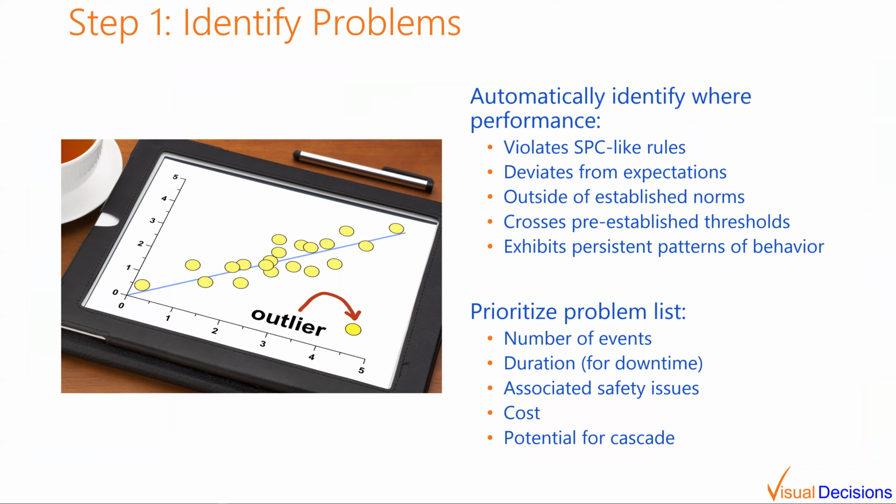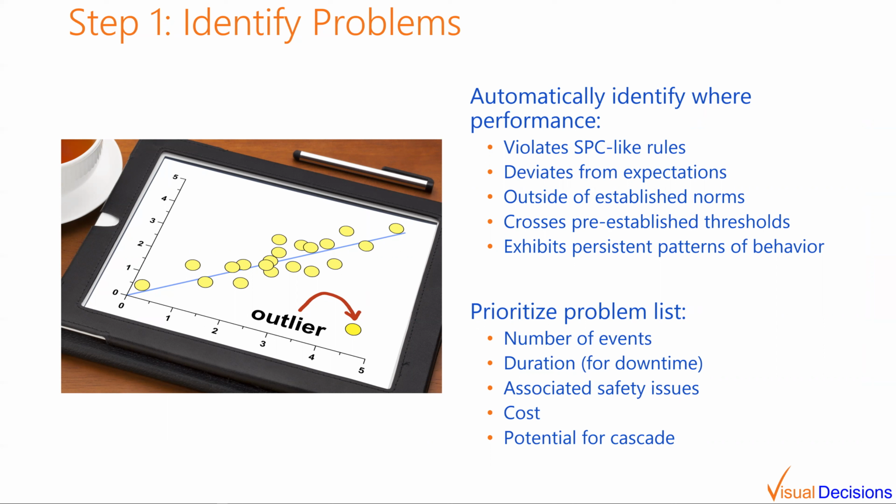So then step one in this process, if we go back to that 6-step process for Kaizen, is to identify the different problems. When we're looking at these different things, we're trying to automatically identify where performance, first of all, violates any SPC-like rules, to identify where we have quality problems, where we have performance issues, where things deviate from expectations. So we have an outlier that we're trying to identify, whether it's outside of established norms.